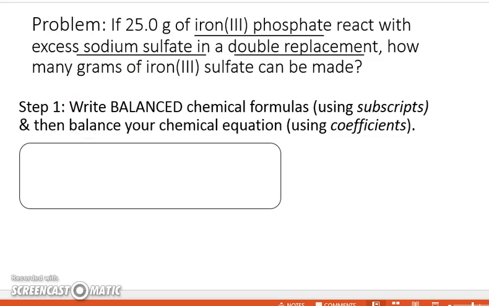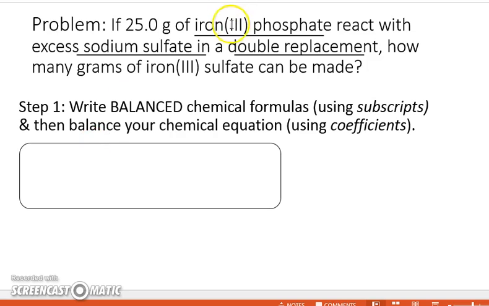In a double replacement, you're going to have two ionic compounds reacting, which is a metal and a nonmetal, or in this case, a polyatomic ion, and another metal and a nonmetal or a polyatomic ion, in which the metals are going to switch places with each other in the products.